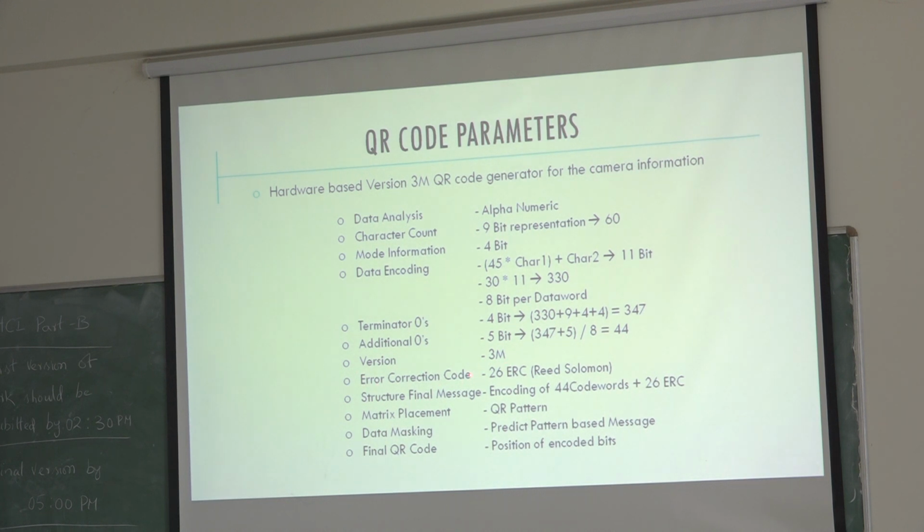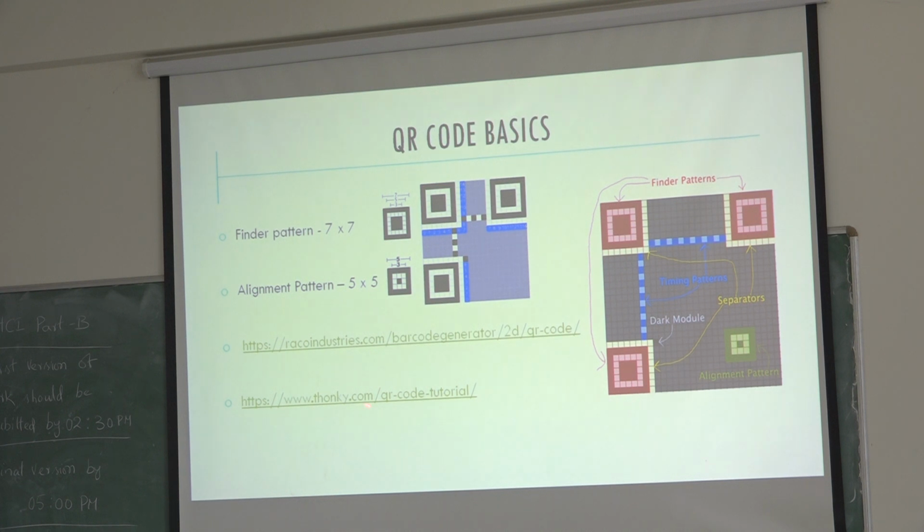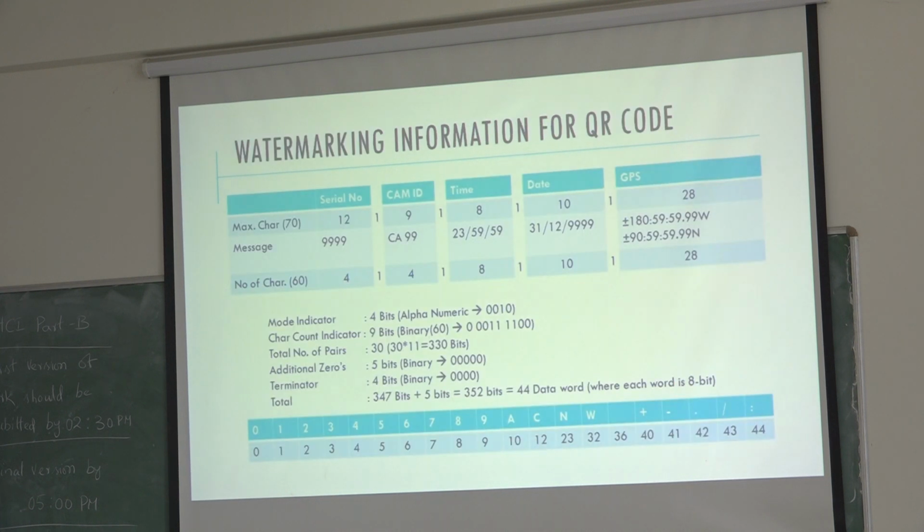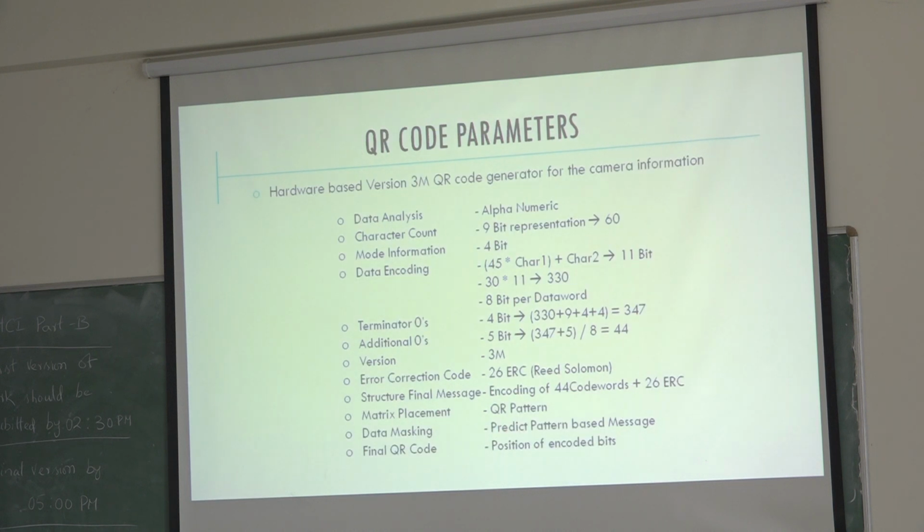And the error correction code, for the 3M version, 26 error correction codes are there. This entire flow we got from the website Thonky, the Thonky.com QR code tutorial. The entire tutorial is there on the website. Actually, I mentioned it. This is the website. Okay? I'll show it. So this error correction has 26 error correction codes.